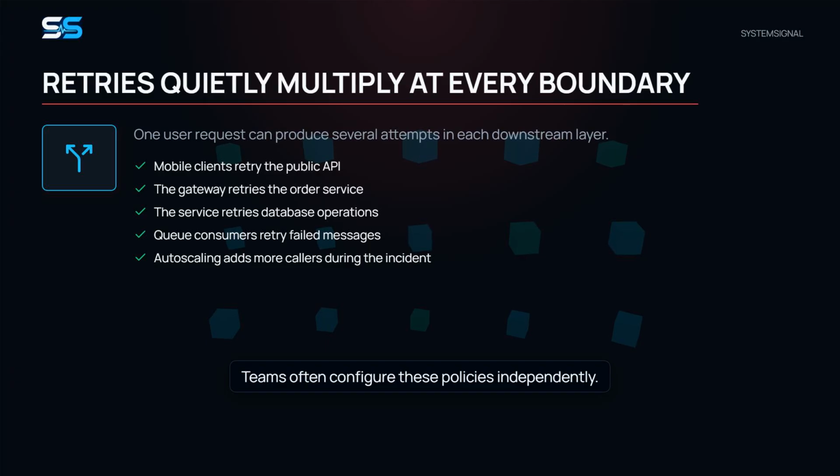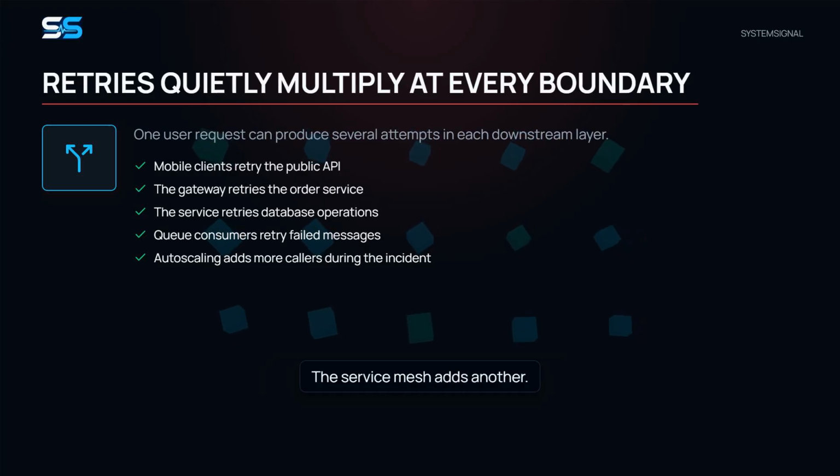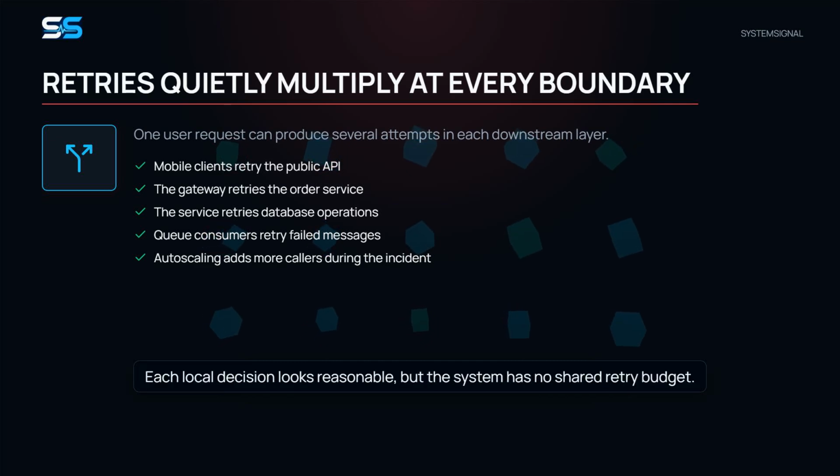Teams often configure these policies independently. A client library ships with a default retry. The service mesh adds another. An SDK retries throttled requests. Application code wraps the call in one more loop. Each local decision looks reasonable, but the system has no shared retry budget.